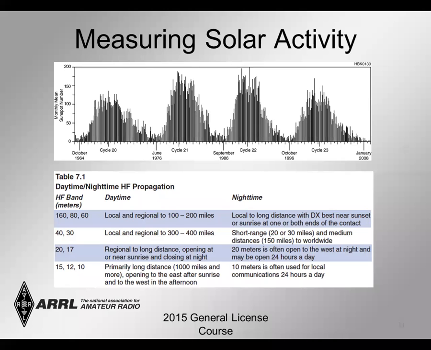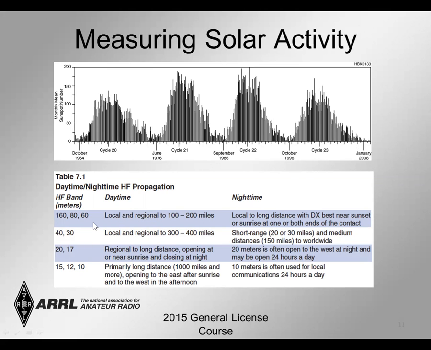So here's an ARRL slide that talks about measuring solar activity. And this is a plot of the monthly mean of the sunspot number. Here's cycle 20 back in the 60s, into the 70s, 80s, and up to January 2008. It's a little bit of a dated slide, but you can see there is quite a bit of variability on a monthly basis within a cycle.